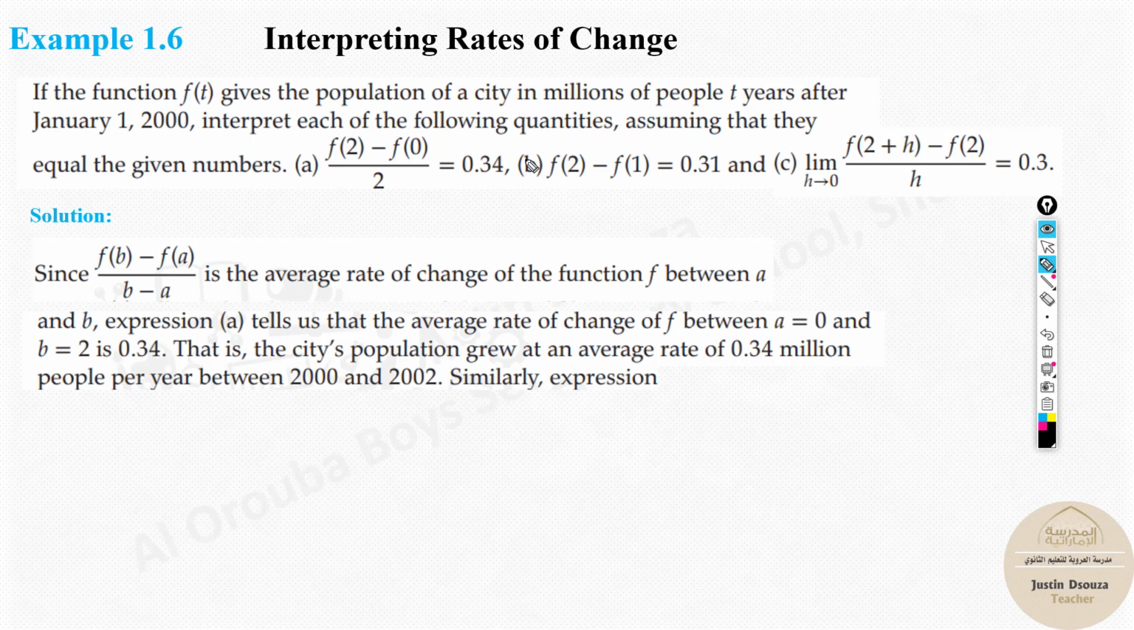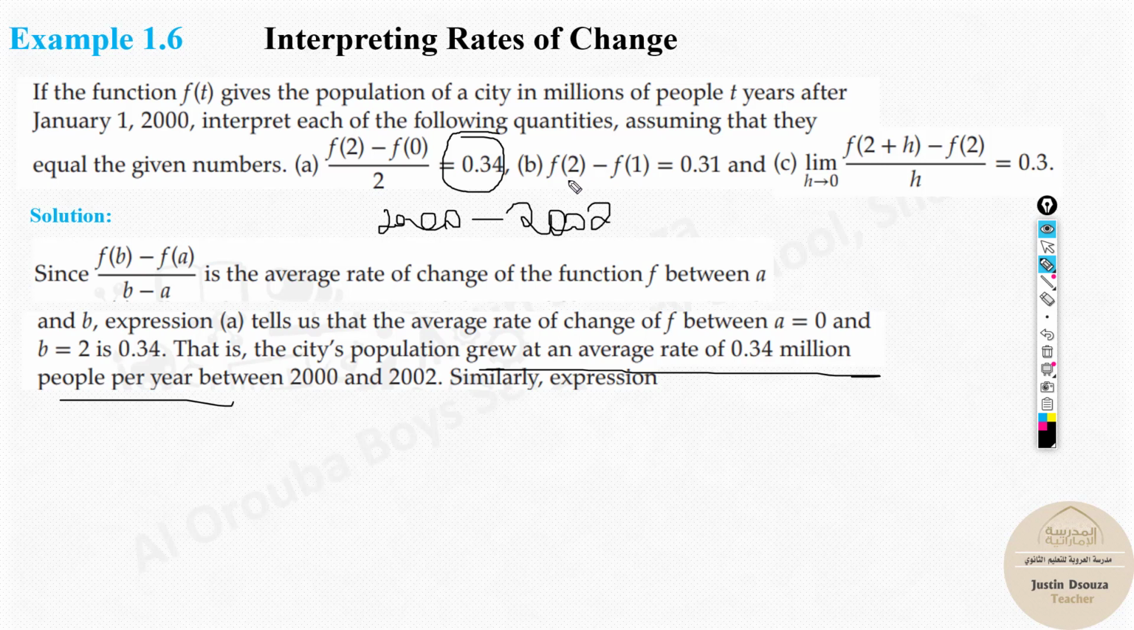Now, what is the answer? This answer means it is the average rate the population is growing, right? It is the population growth. This value indicates the average rate of people per year. See over here it's written grew at an average rate of so much per year. The slope indicates rate of change. Slope is what? dy by dx, rate of change. Here the average rate of change was 0.34 from 2000 to 2002.